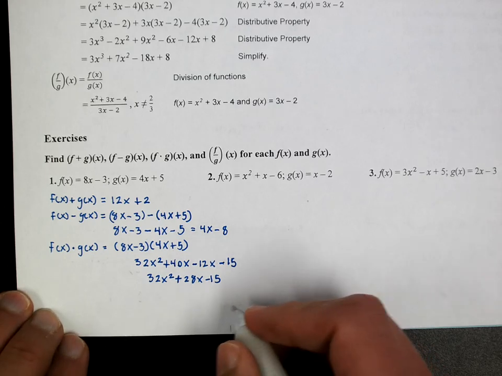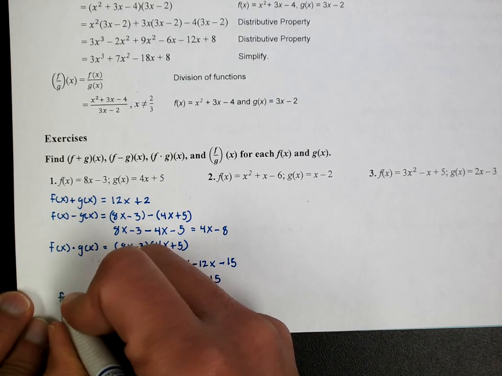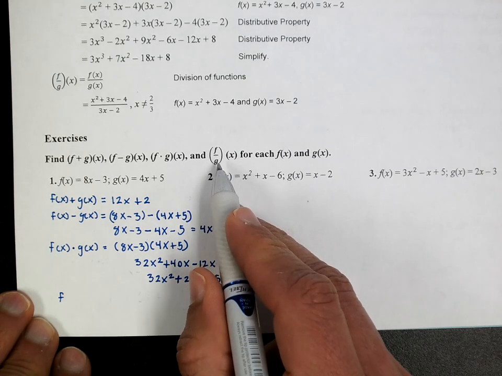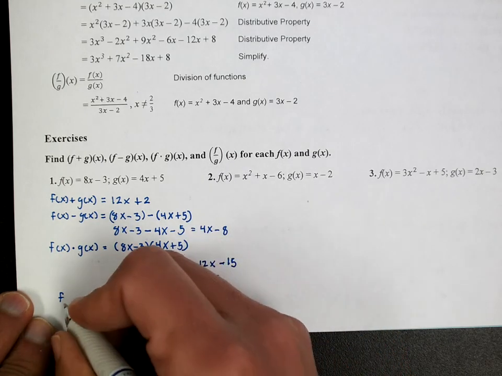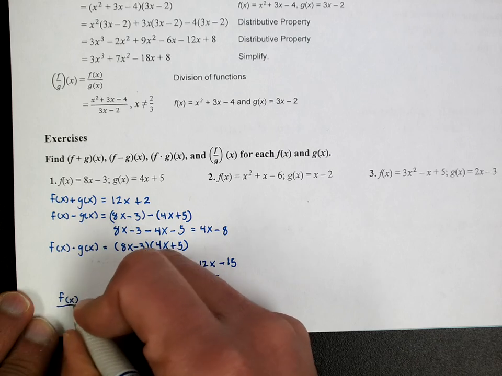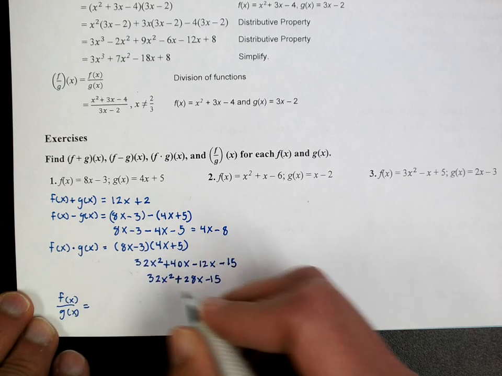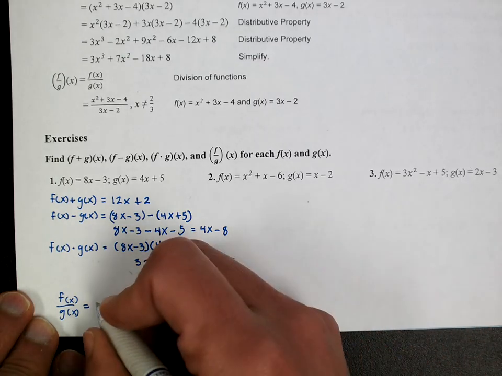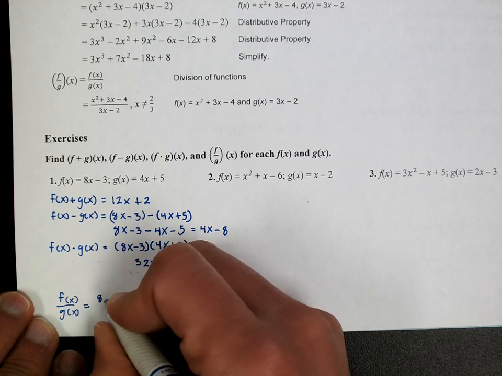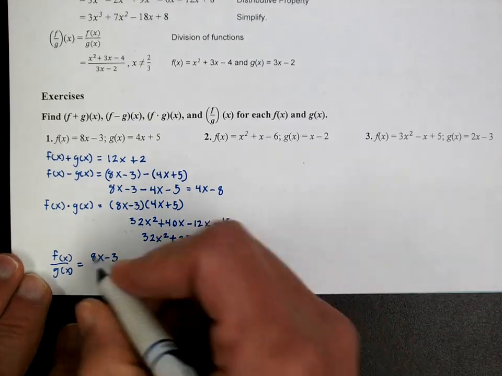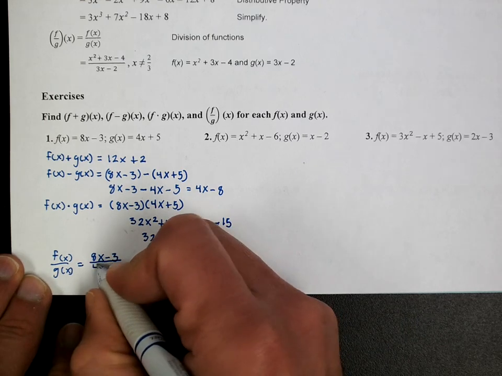Alright, finally we have f divided by g of x. So that's the same thing as dividing f of x by g of x. Now on this one, they don't really want you to do too much work here. All they want you to do is to write function f of x, which is 8x minus 3 in this case. And then you're going to divide that by 4x plus 5.